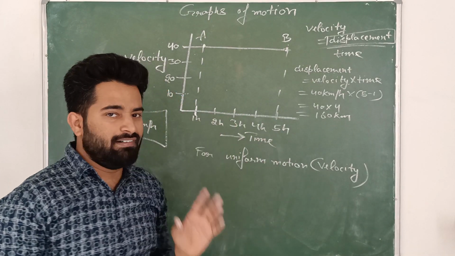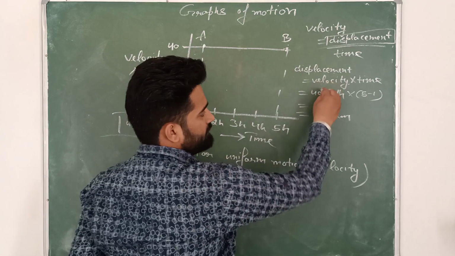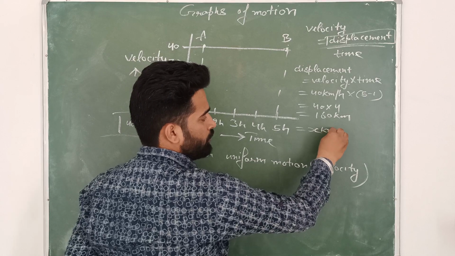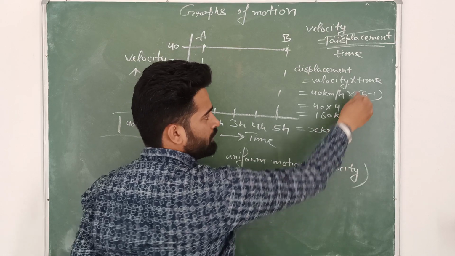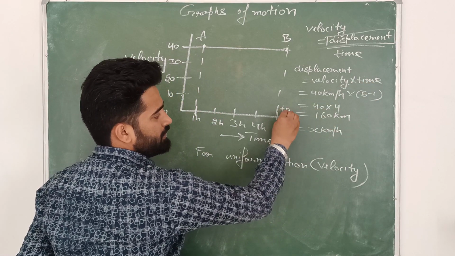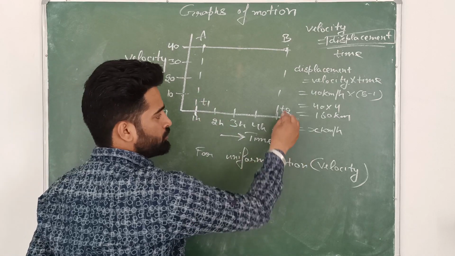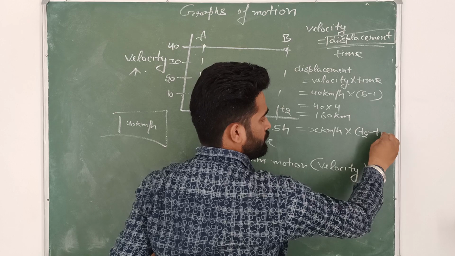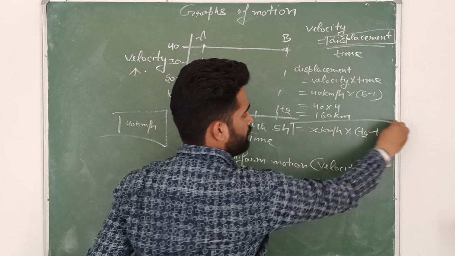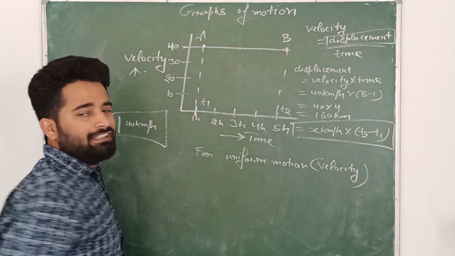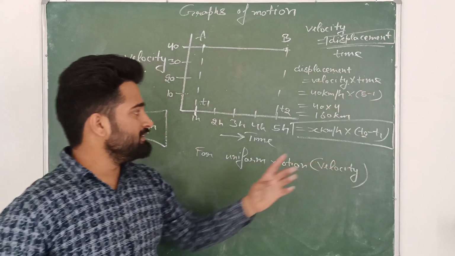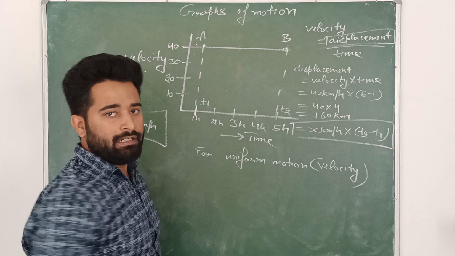So this is the example. What is the formula? Let this velocity be fixed, so you will write here x km per hour. You can write x meter per second also. And let this time be t2 and this time be t1. So t2 minus t1. This is the formula to calculate the displacement. x is the velocity and t2 minus t1 is the time between point A and B.